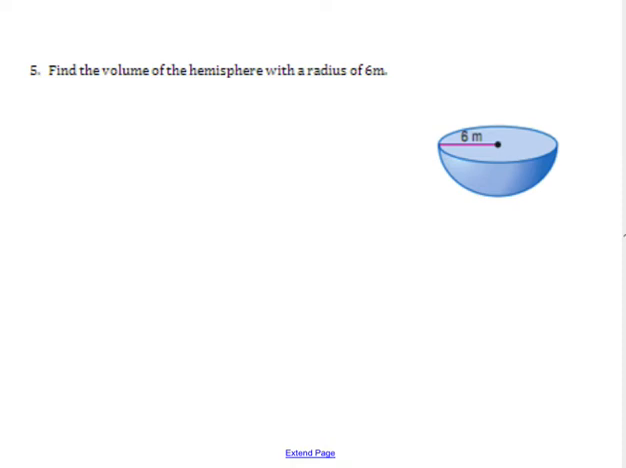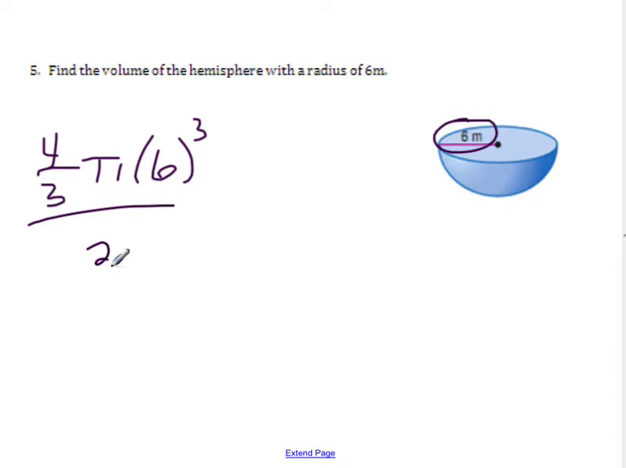Find the volume of a hemisphere with a radius of 6 meters. So we're trying to find the volume. So I'm going to use that second formula where I do 4/3 times pi times my radius cubed. My radius is 6. Remember how you plug that cubed into your calculator. Let me help you if you need it. And then what I'm going to do is take all of that and divide it by 2.